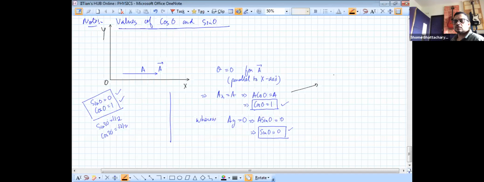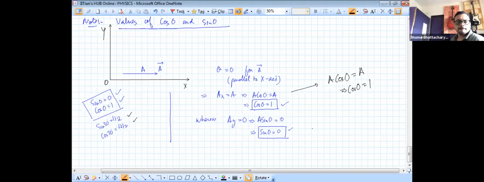See this equation now. Magnitude of A into cos 0 is equal to A only. What does that mean? That cos 0 must be 1. This is a standard value. If actual होता है that sin 30 is half and cos 30 is root 3 by 2.